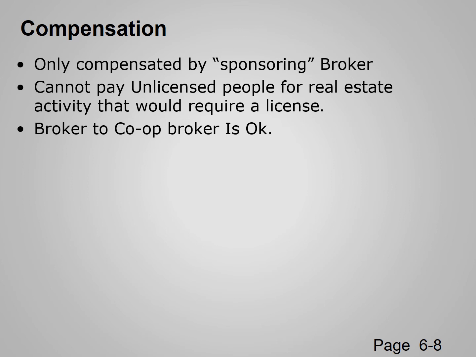A broker to co-op broker payment is okay, so your sponsoring broker can pay a co-op sponsoring broker, and of course can pay you. It should say managing broker to a co-op managing broker, which is a better way of expressing what we just saw there.